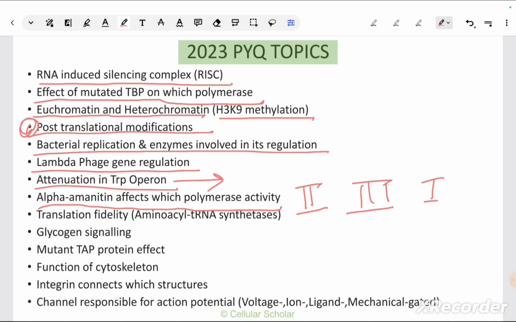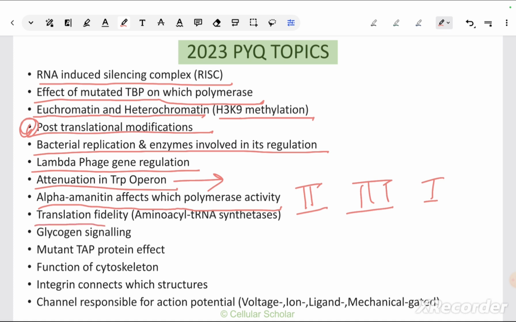transcribe. So you should know that apart from the basic tRNA, mRNA or rRNA, the other non-coding RNAs that are transcribed from these polymerases you should know, because a lot of questions are being asked from RNA biology, so you should have some idea about that.